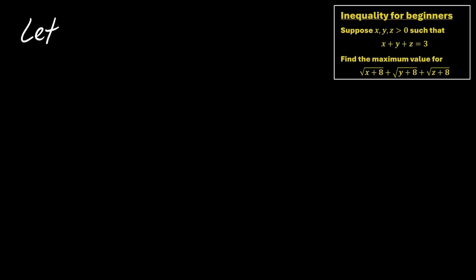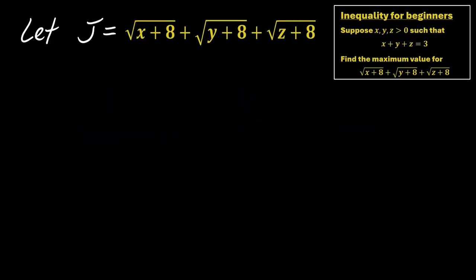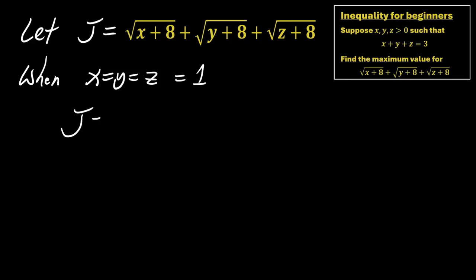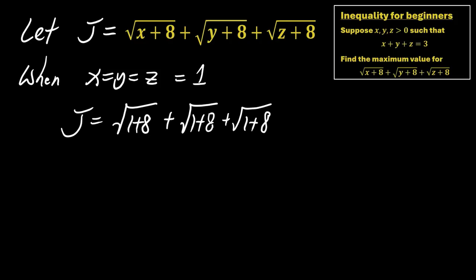First of all, we let J be the expression that we want to find. For those who have experience in inequality, we may guess that the extreme value happens when x equals y equals z. So if x equals y equals z, in this case equals 1, then J will equal square root of 1 plus 8 plus square root of 1 plus 8 plus square root of 1 plus 8. That equals 9. So we ask ourselves, is J maximum equals 9?